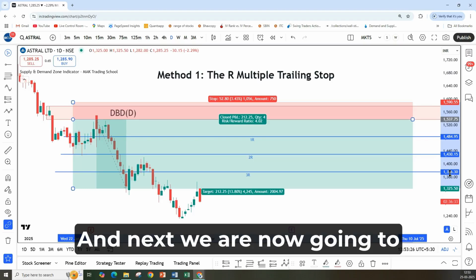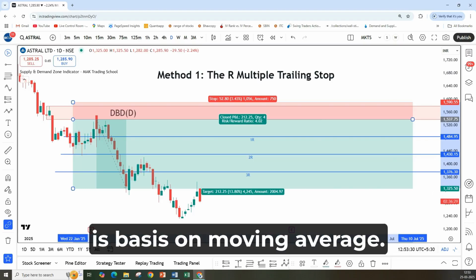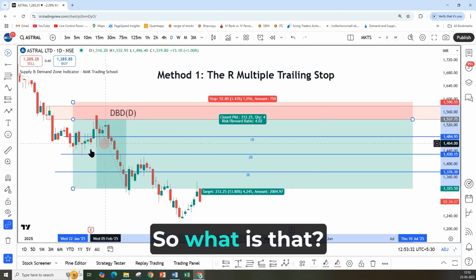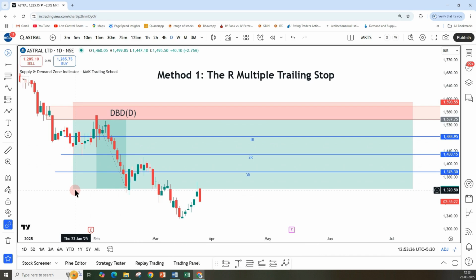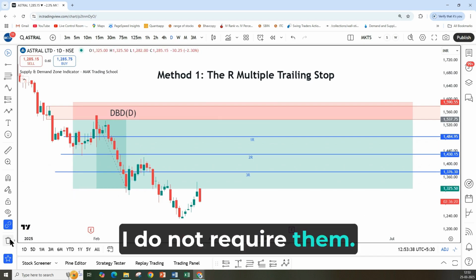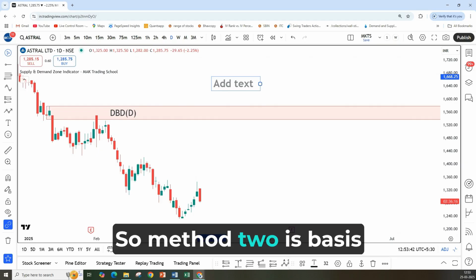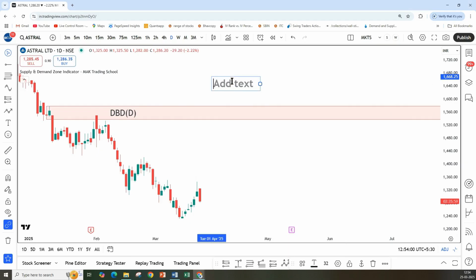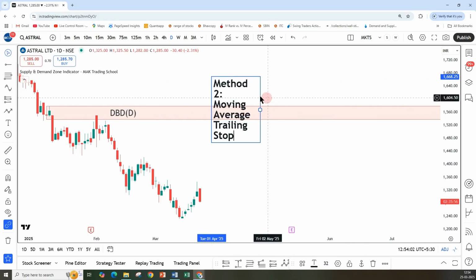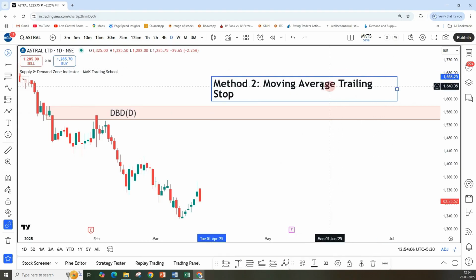Next we are going to discuss another method, which is based on moving average. So what is that? Let me delete all these lines, I don't require them. Method 2 is on the basis of moving average: the moving average trailing stop loss method.